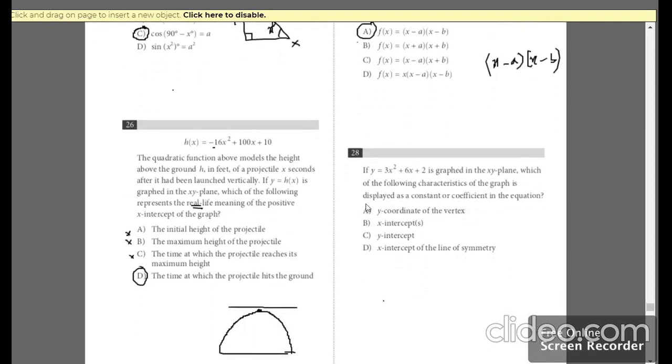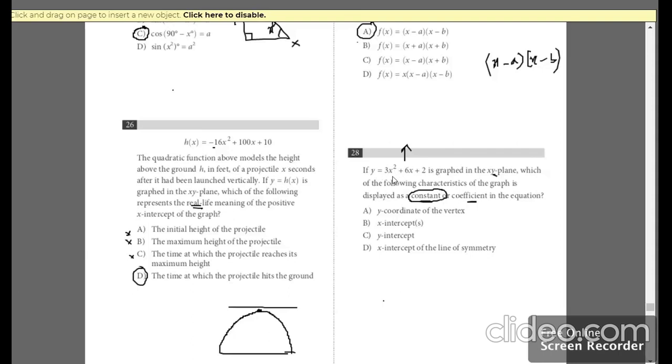Moving on to question number 28, we have again a standard form of the parabola, that is ax squared plus bx plus c, graphed in the xy plane. When they ask questions of this sort, you just have to look carefully and understand what they have given us, which form of the parabola, whether standard form, vertex form, or they're asking us the equation of a parabola. So here they're asking which characteristic of a graph is displayed as a constant or coefficient of the equation. So this is the clue that we have. So if I just plug in, or we could get the zeros, which makes the entire equation 0.